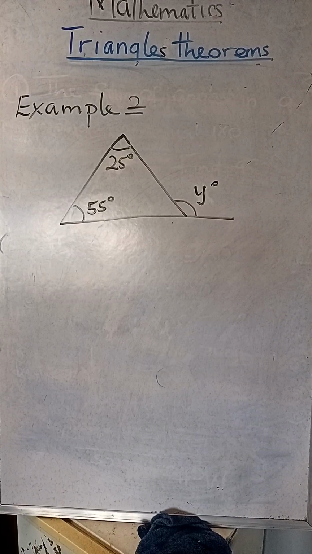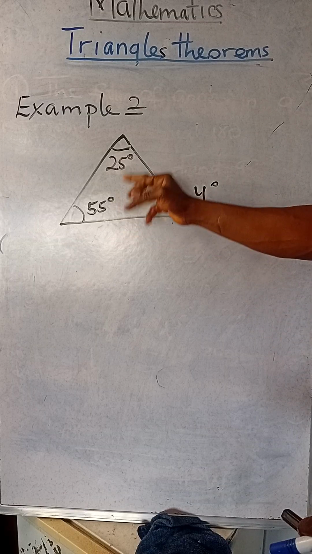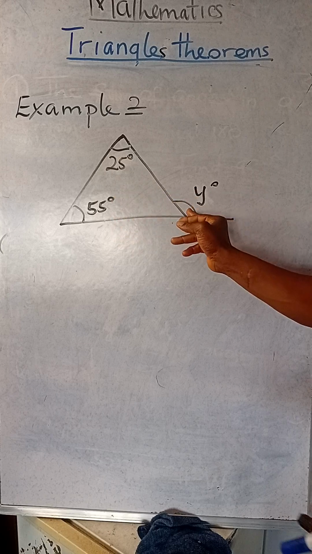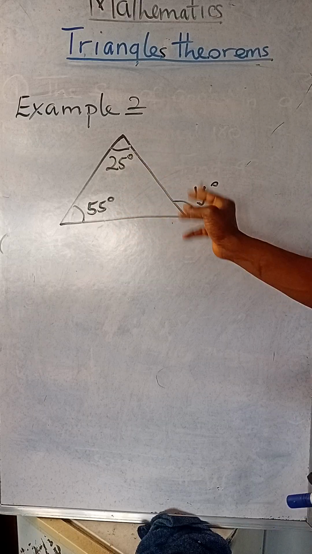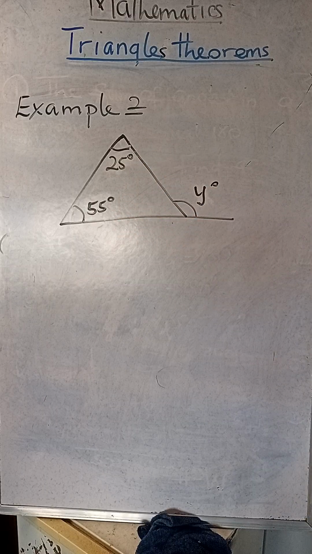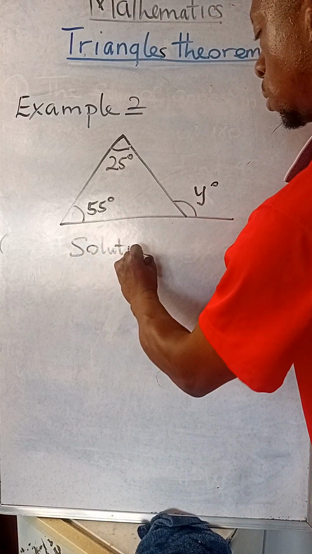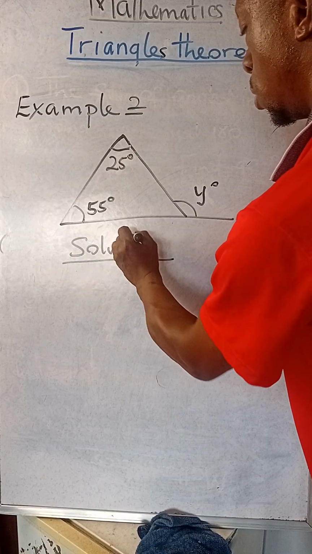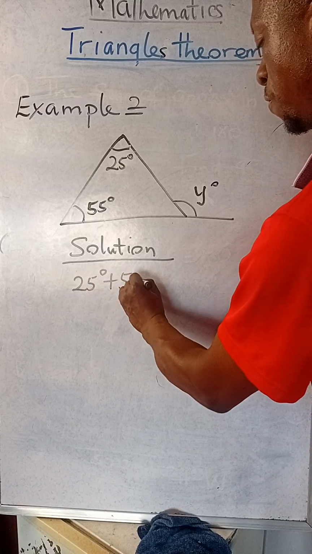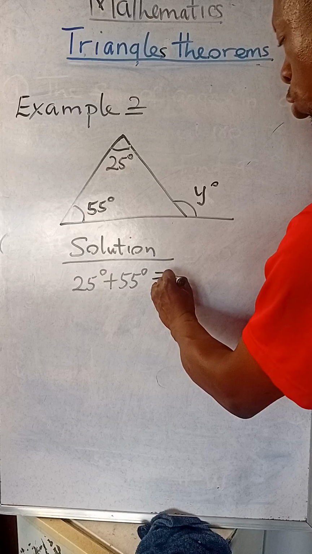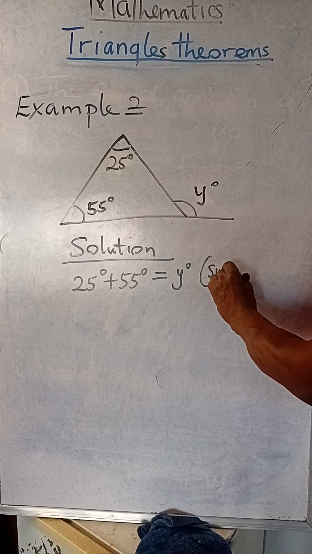Okay, so let's say this is example 2. Using the second theorem, that the sum of two opposite interior angles, these two angles, they are opposite to this and they are interior. The sum of two opposite interior angles is equal to an exterior angle. So we'll say that this plus this, solution to this question. We'll say that 25 degrees plus 55 degrees equals y. Sum of two opposite interior angles.